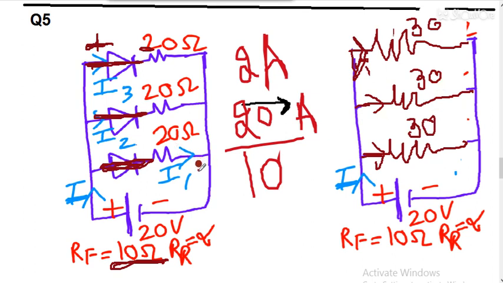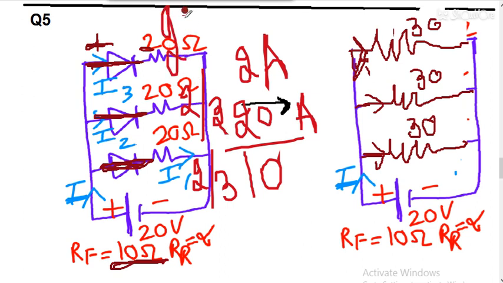So the value of I1 is equal to 2 by 3. So 2 will be divided into three parts. So 2 by 3 will flow here. I2 is also equal to 2 by 3, and this I3 is also equal to 2 by 3. So 2 by 3 current will flow in each case. I hope this is clear.